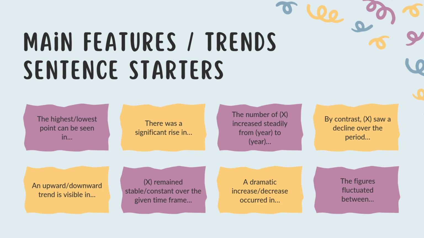So the highest, lowest points can be seen in. There was a significant rise in. The number of X increased steadily from year to year. By contrast, X saw a decline over the period of. An upward or downward trend is visible in. X remained stable, constant over the given time frame. A dramatic increase or decrease occurred in. The figures fluctuated between. These are really great sentence starters to use whenever you are talking about main features or trends. I highly recommend you learn them. This will help you so much with your writing.